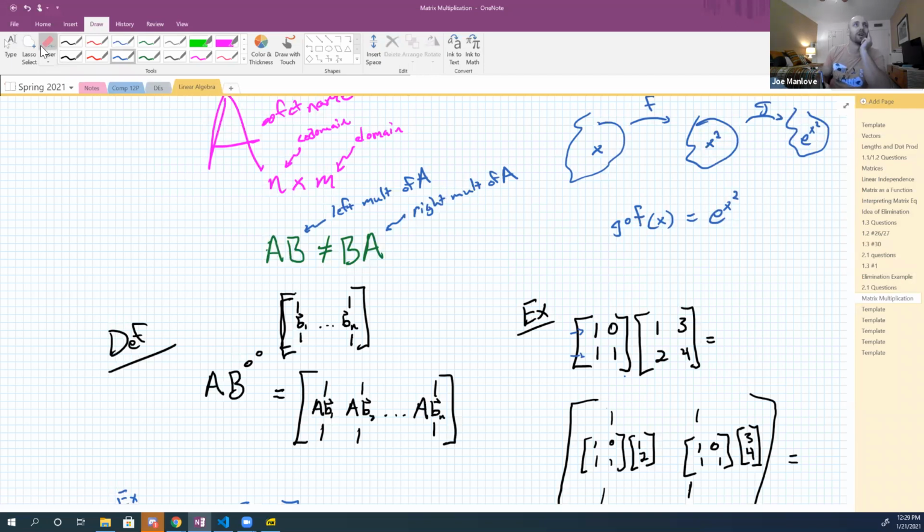Maybe let me phrase that fully so I don't screw you guys up. This is B multiplied by A on the left. And this was B right multiplied by A.